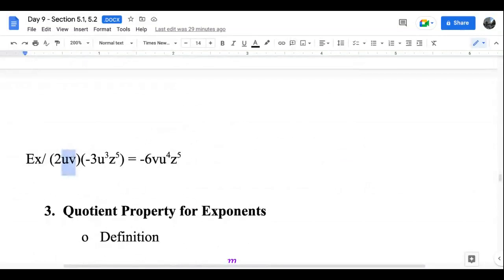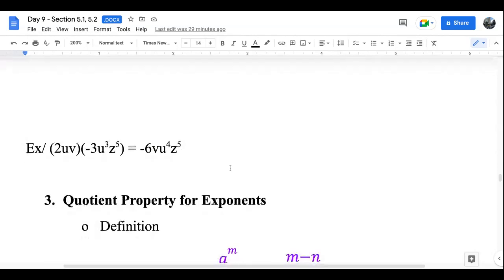Let's see this one. We have 2uv multiplied by negative 3u cubed z to the 5th power. 2 times negative 3 is negative 6. v is all by itself, so it stays v. For u, we have u times u cubed. That becomes u to the 1 plus 3, which is u to the 4th power. z to the 5th power is by itself, right? Just carry z to the 5th power. Anyone has any questions?